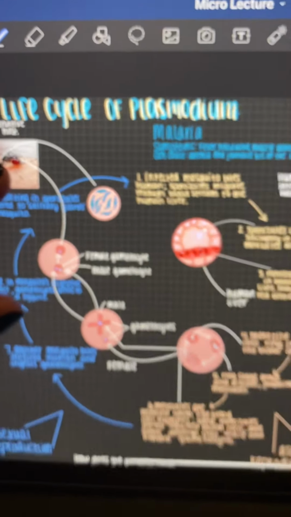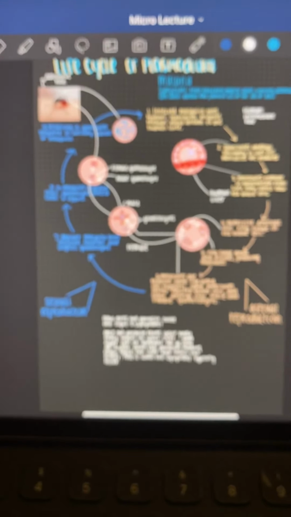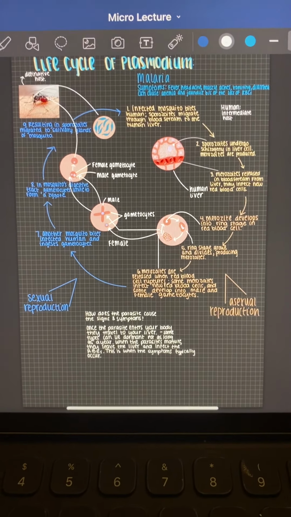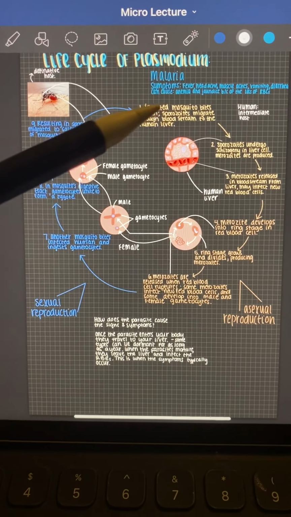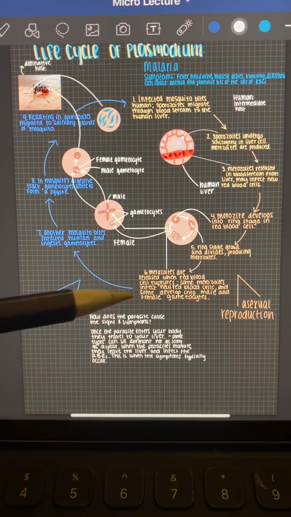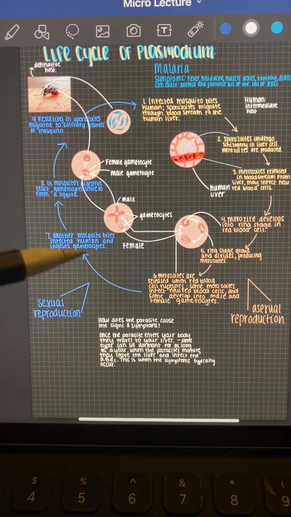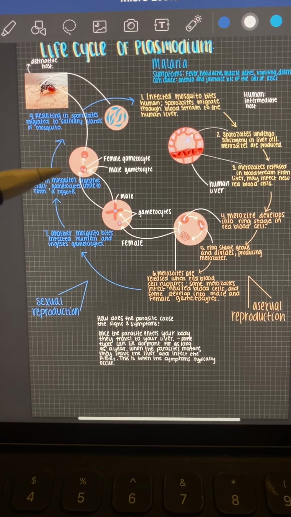All right, so that is the cycle that we have made, going over the asexual reproduction with the human as the intermediate host, and then the sexual reproduction as the mosquito as the definitive host.